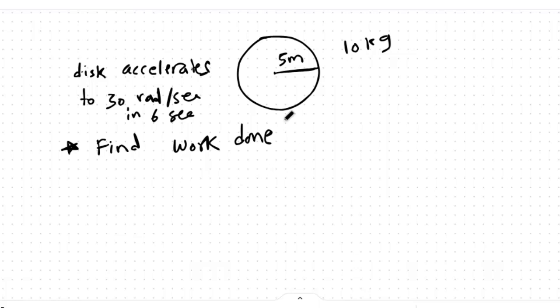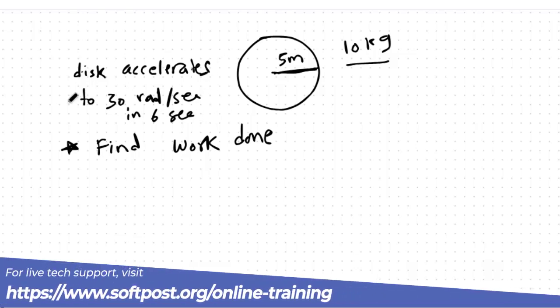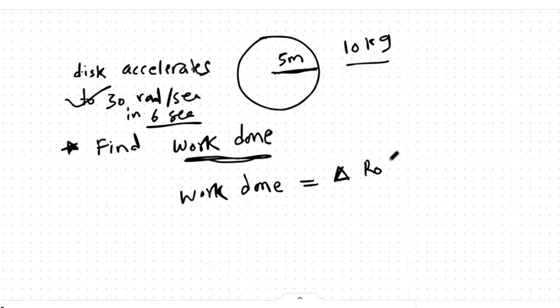So friends, in this video, let us try to solve this problem where we have a disk of radius 5 meters and its weight is 10 kg, and the disk accelerates from rest to 30 radians per second in 6 seconds. So what we have to find is the work done. Work done can be given by the change in rotational energy.